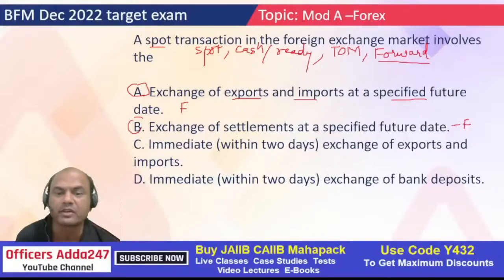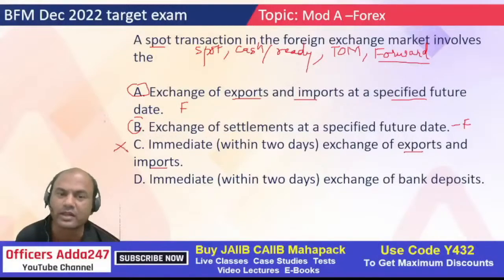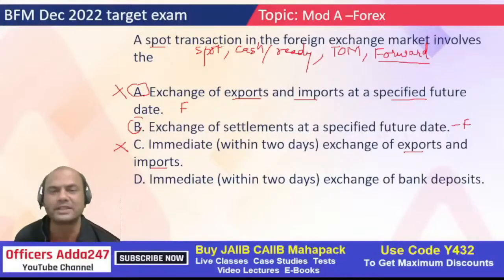Okay. Immediate, within 2 days, exchange of exports and imports. So what is the answer? Again barter. So I'll exchange this export with import. Do we do this? No. So that's why C is also out. Even A you can take out, because in the present market, does any company or country exchange export and import? No, isn't it? We exchange only currency. So that's why A and C become out.